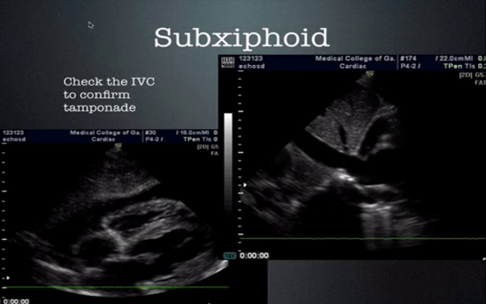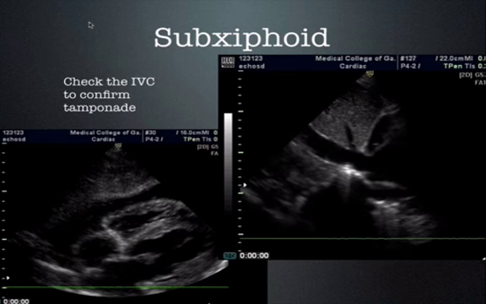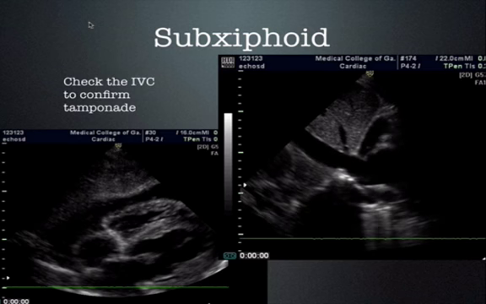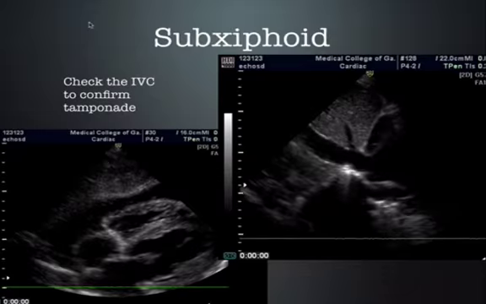In a patient that is hypotensive and has a pericardial effusion, as well as a dilated IVC or elevated central venous pressure, this is the definition of a pericardial tamponade.